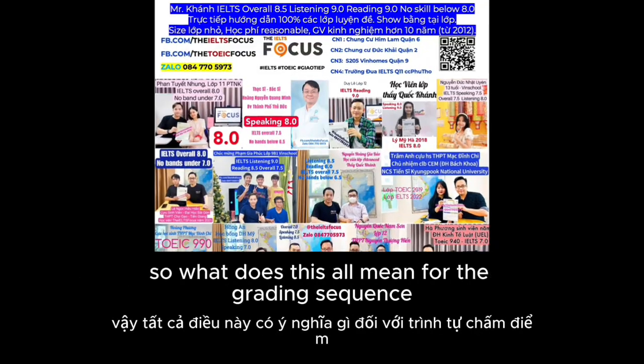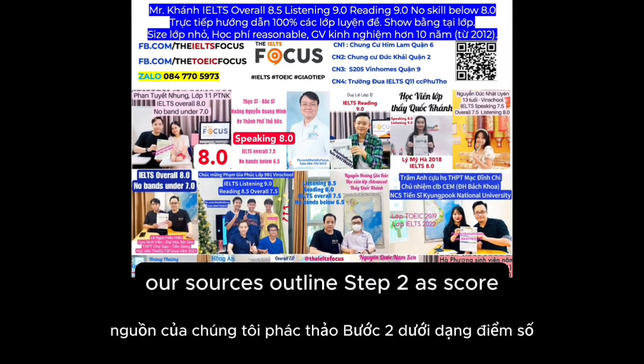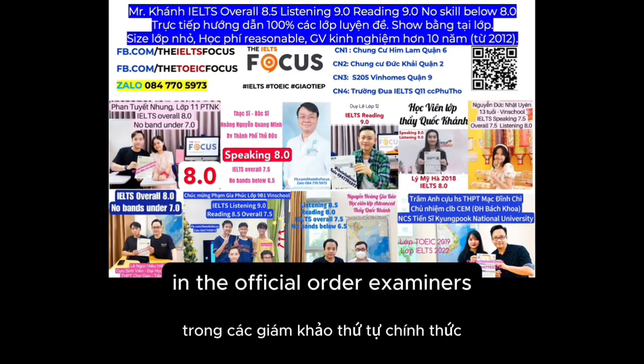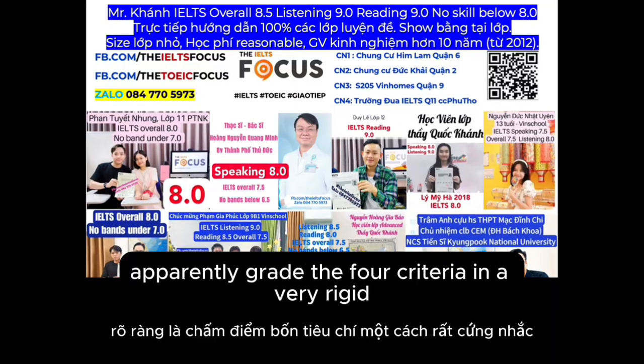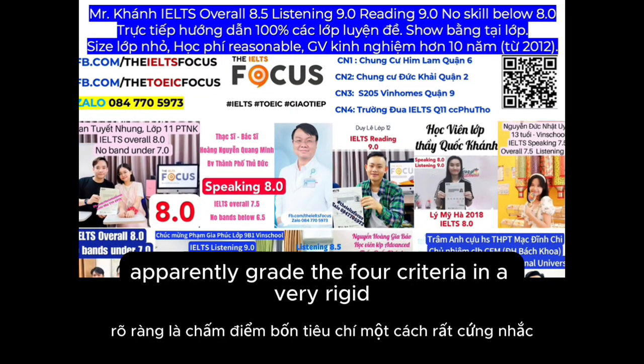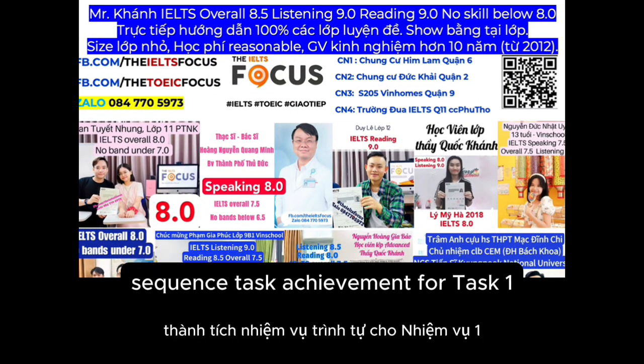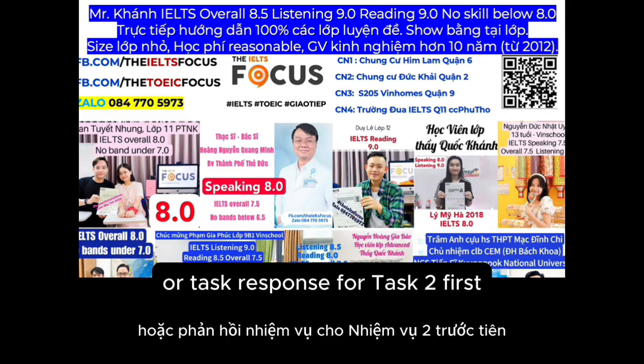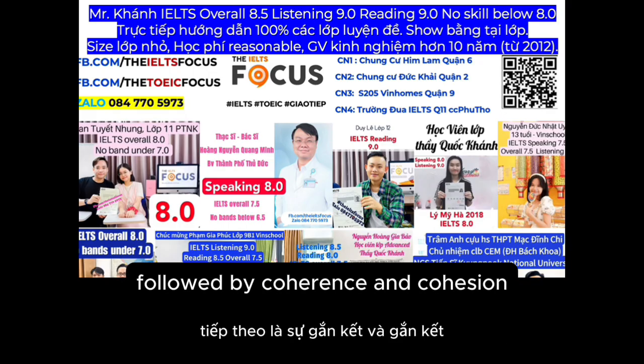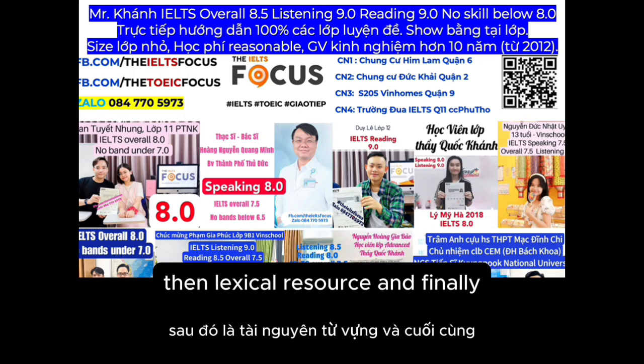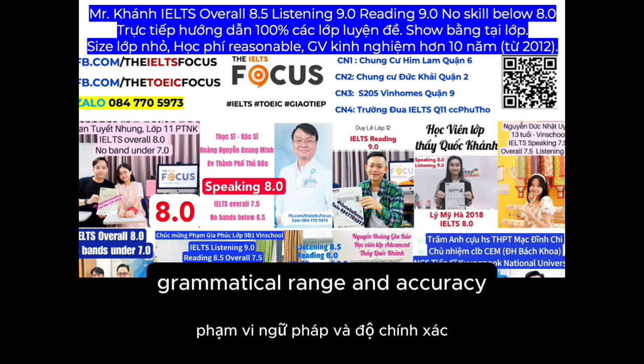So what does this all mean for the grading sequence? Our sources outline Step 2 as score in the official order. Examiners apparently grade the 4 criteria in a very rigid sequence. Task achievement for task 1 or task response for task 2 first, followed by coherence and cohesion, then lexical resource, and finally grammatical range and accuracy.